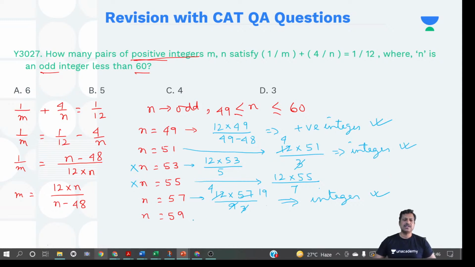And then the last value, 49. So let's check 49. Sorry, 59. So 12 into 59 divided by 59 minus 48. 59 minus 48 is how much? It will be 11. So 12 is not divisible by 11. 59 is not divisible by 11. So it will not be an integer. So this is gone. So how many values? 1 value, 2 values, and 3 values. Right. So your answer will be 3.